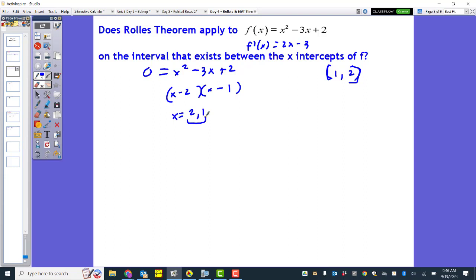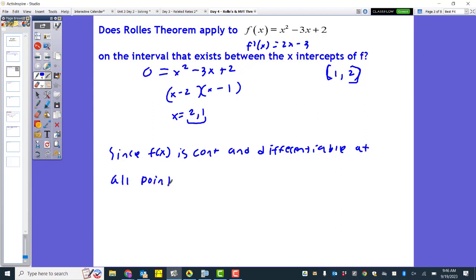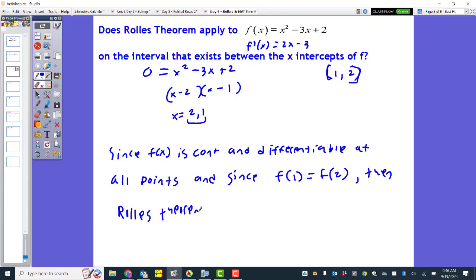So we have, since f of x is continuous and differentiable at all points, and since f of 1 equals f of 2, then Rolle's theorem applies. Okay, simple as that.